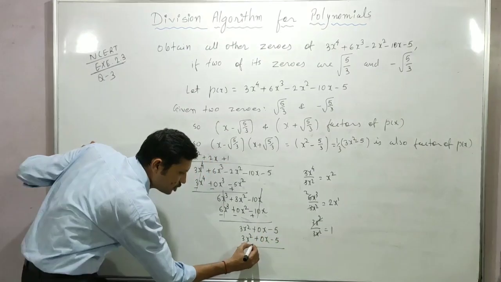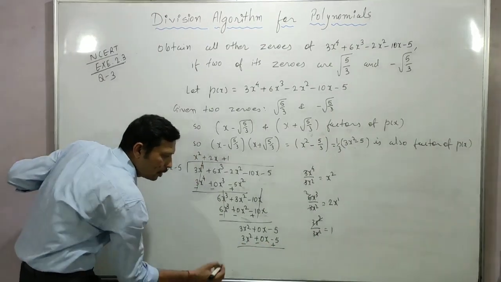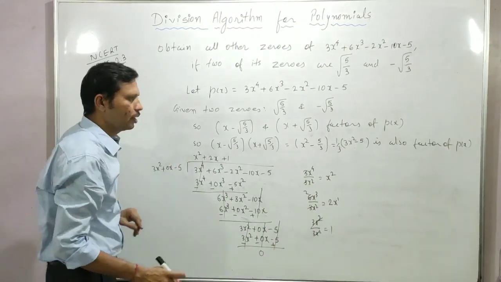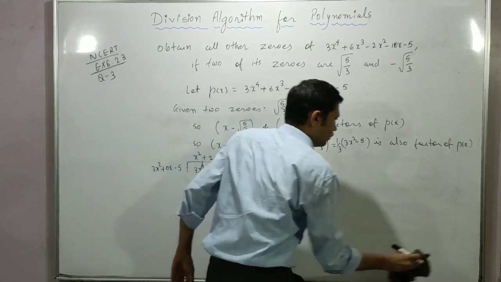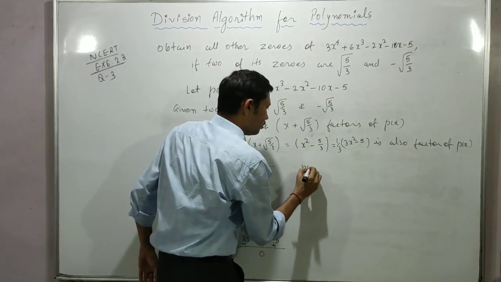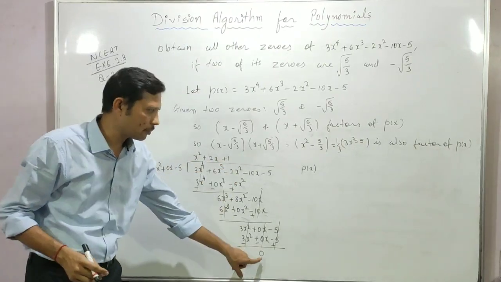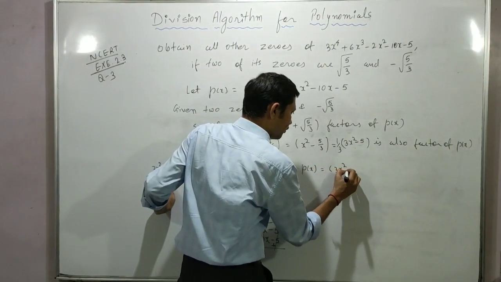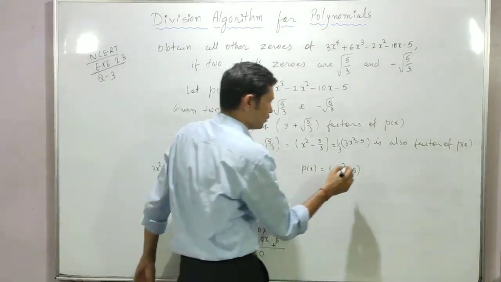And make the sign change. This plus becomes minus, and minus becomes plus. Cancel out, cancel out, cancel out. So the remainder is 0. Now our polynomial can be written as the product of the divisor and the quotient, because the remainder is 0. So it is 3x square minus 5 times x square plus 2x plus 1.